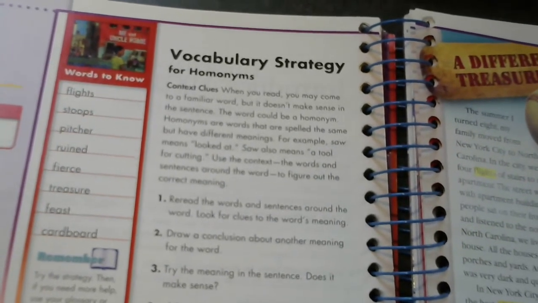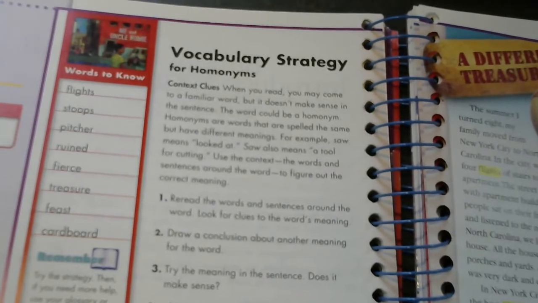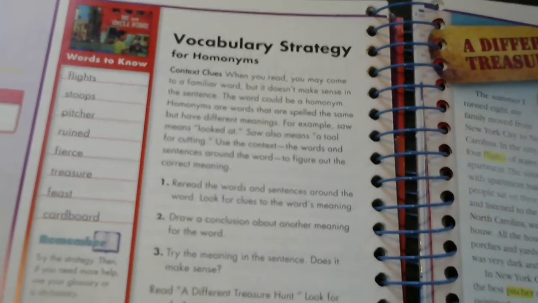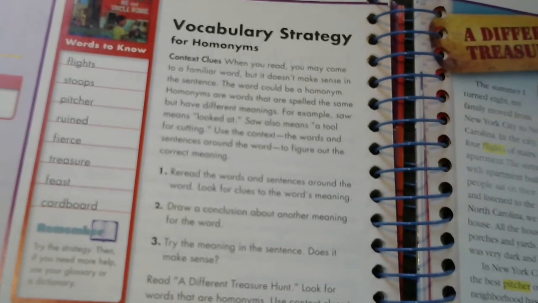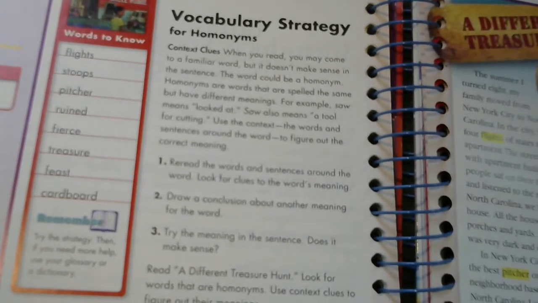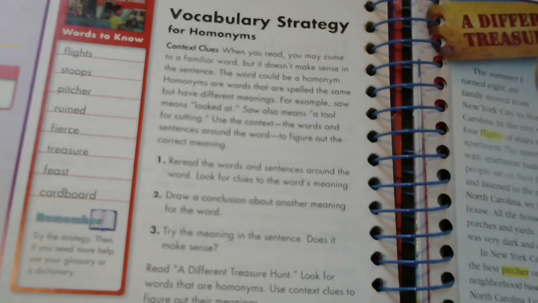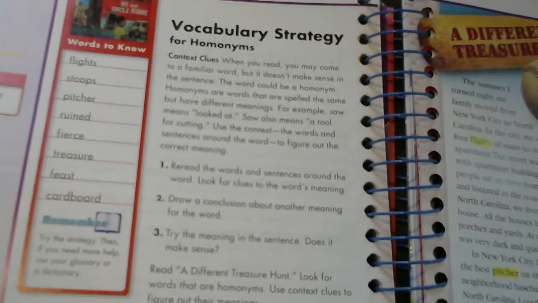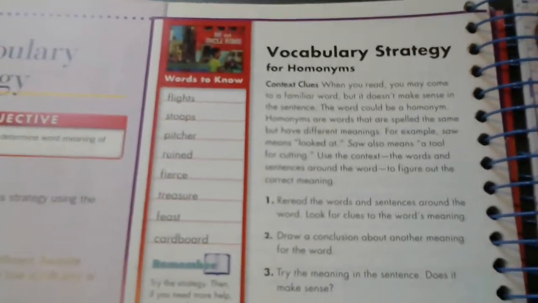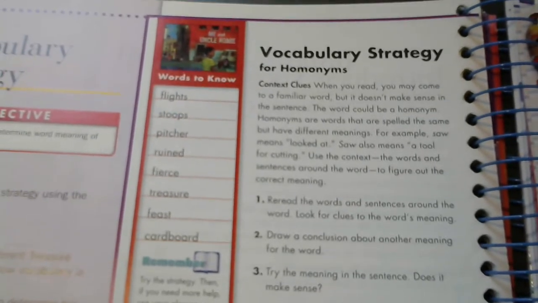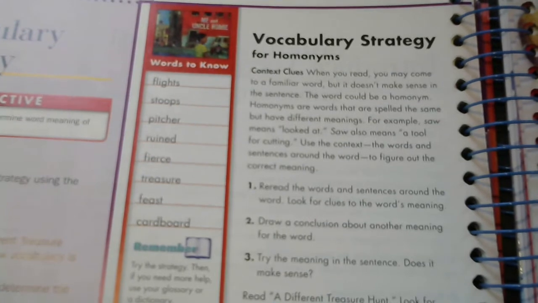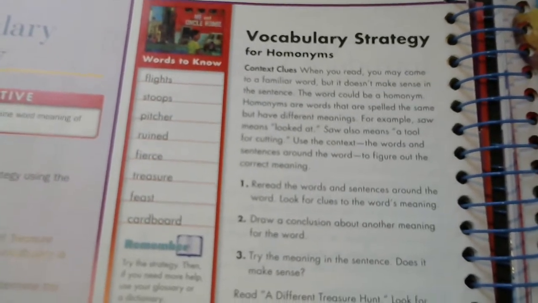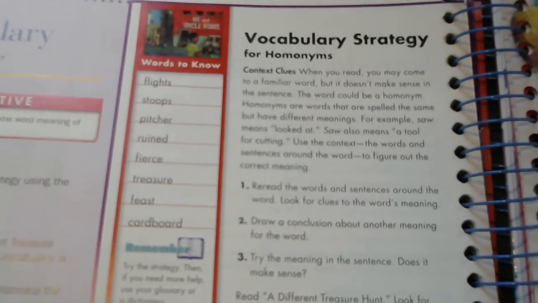Also, reread the words in the sentence around the word. Look at the clues to the word's meaning. Draw a conclusion about another meaning for the word. Try the meaning in the sentence. Now, does it make sense? Our vocabulary words for our story this week are flights, stoops, pitcher, ruined, fierce, treasure, feast, and cardboard.